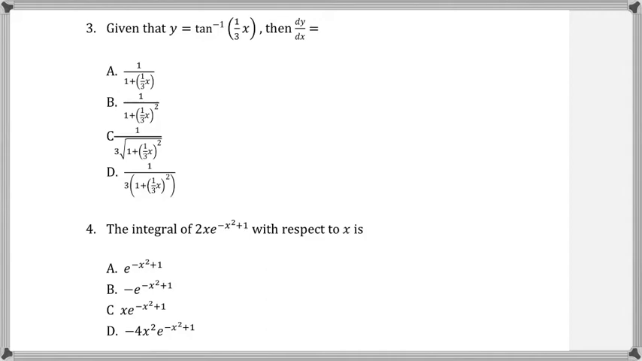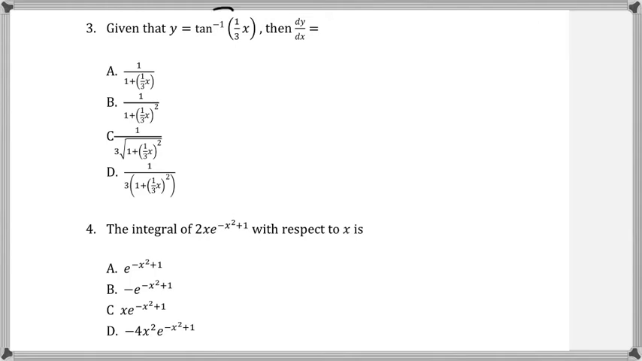Okay guys, so now let's look at question 3 and 4. Question 3 says, given y is equal to tan inverse of a third x, then dy/dx is which one of these? That is what they're asking us. How do we do this?